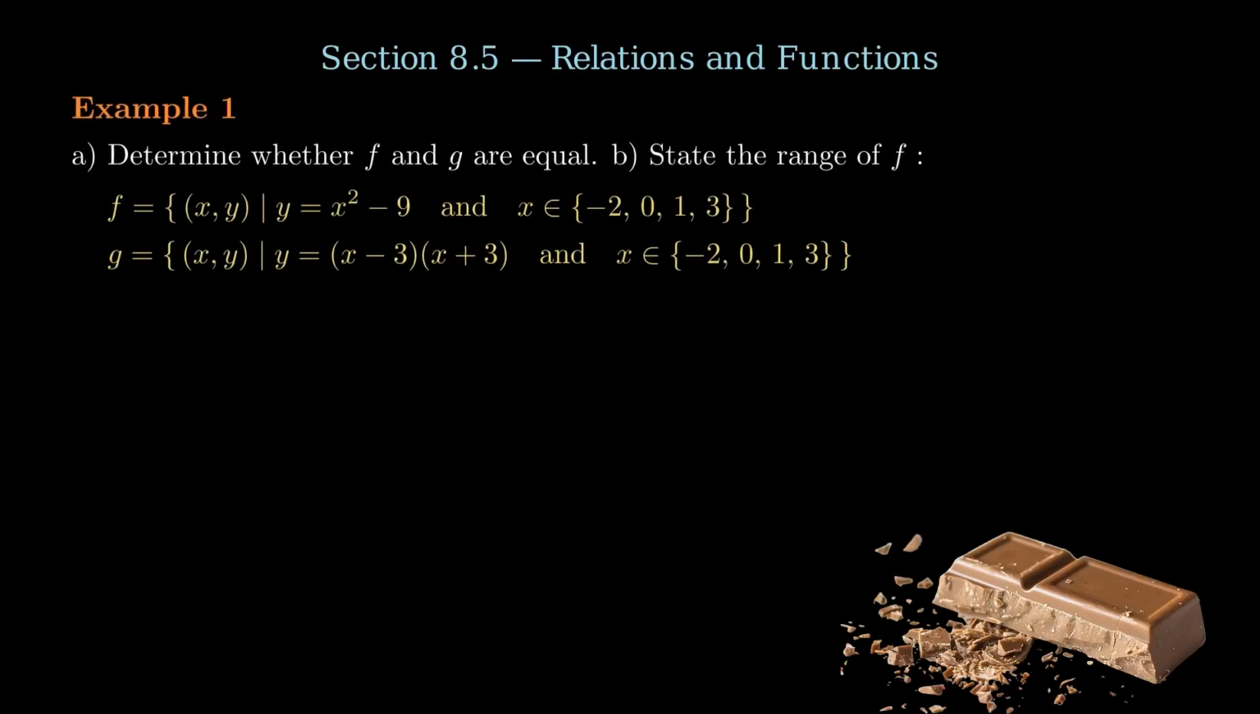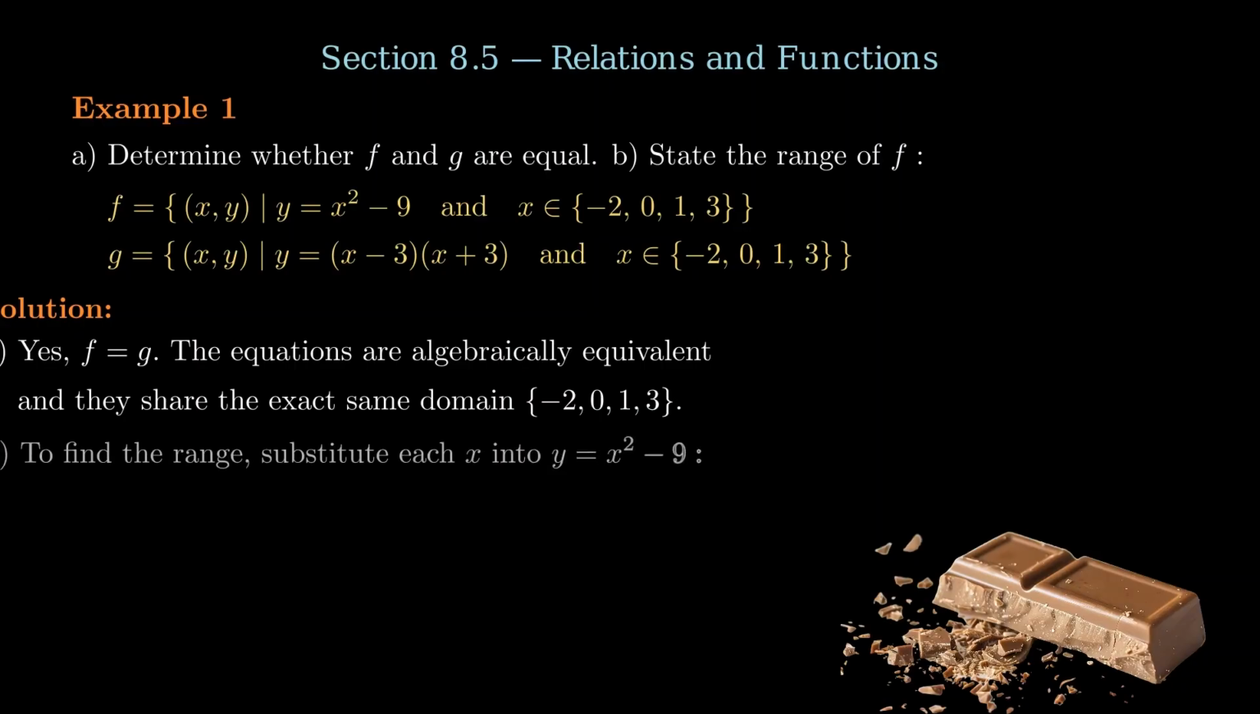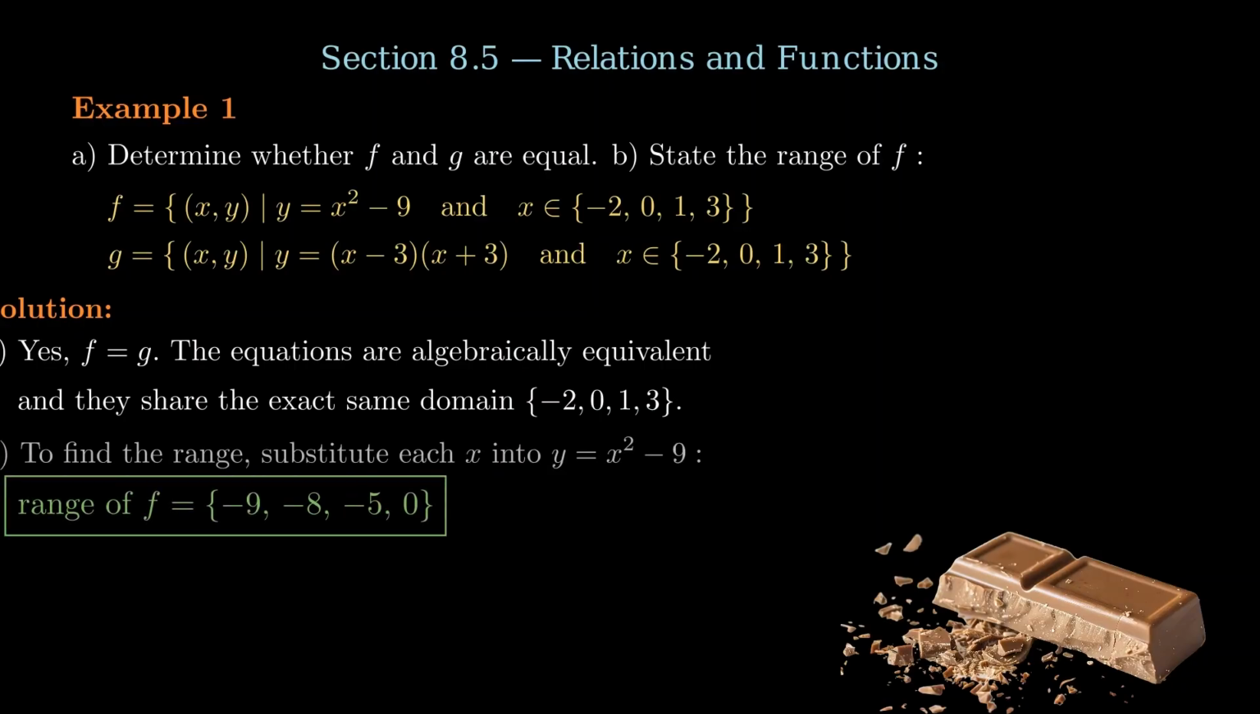Let's look at an example with a creative twist. We have two functions, f and g. Function f is defined by x squared minus 9, and function g is defined by x minus 3 times x plus 3. Both functions share the exact same domain set, -2, 0, 1, and 3. Since their equations are algebraically equivalent and their domains are identical, the two functions are completely equal. Finally, by substituting these domain values, we find the range of f to be -5, -9, -8, and 0.